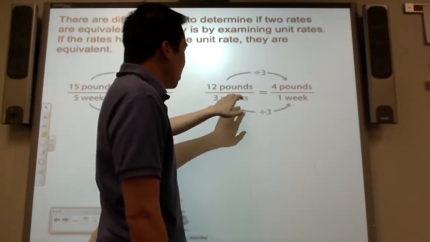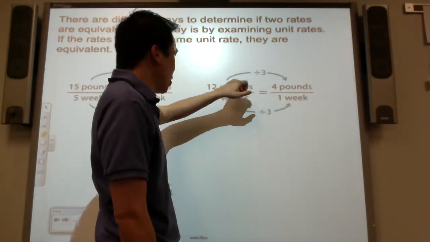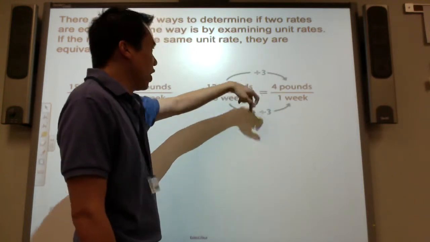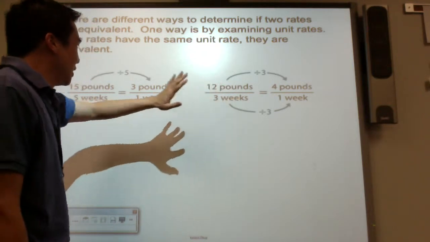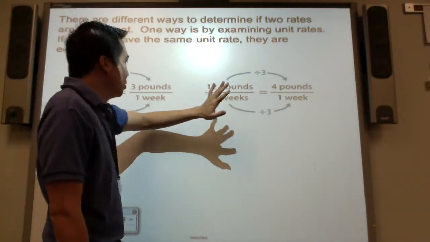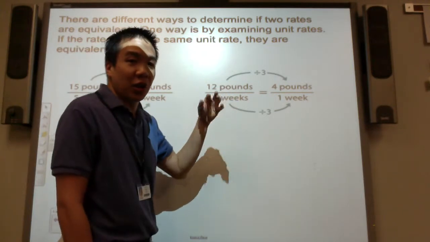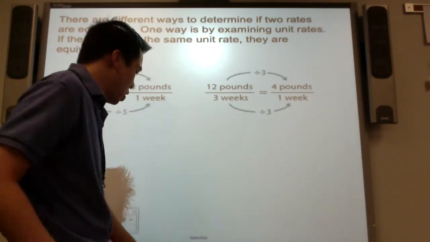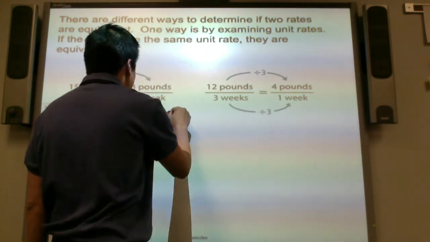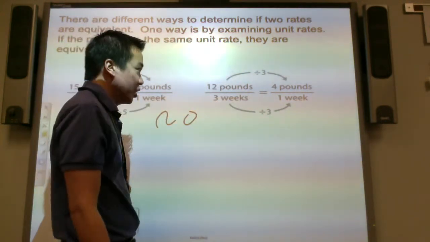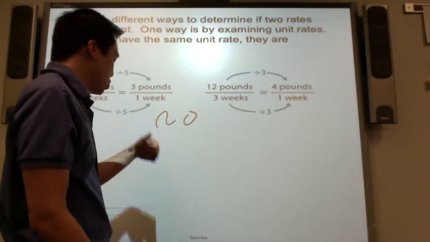However, in this one, how do you break down 3 weeks to 1 week, or 12 pounds to 4 pounds? You divide by 3. You break it down by dividing by 3. So are they equivalent? Did person 1 gain the same amount of weight as person 2? No, they are not equivalent, because the second person gained an extra pound than the first person.